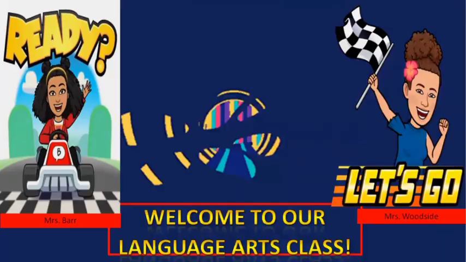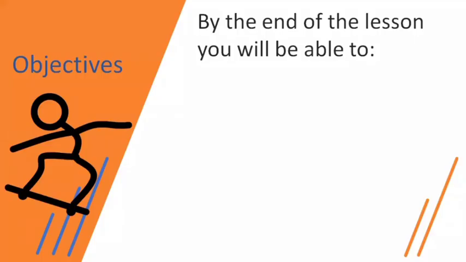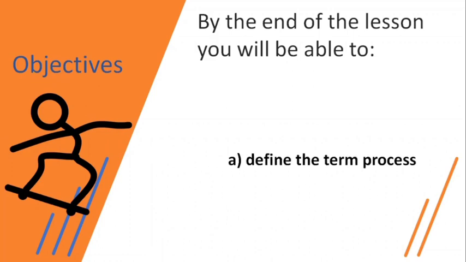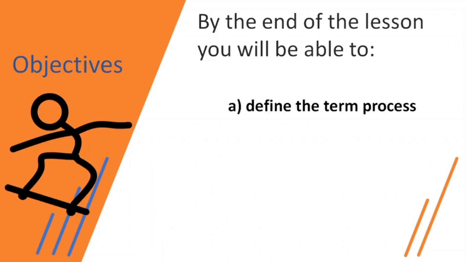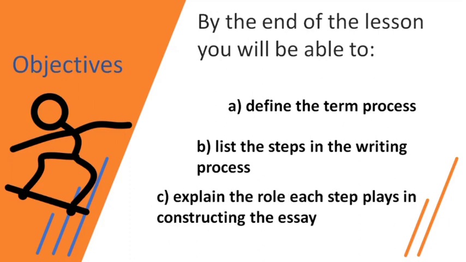Now, before we even look at writing our essays, we have to look at the writing process. Objectives are: you will be able to define the term process, list the steps in the writing process, and explain the role each step plays in constructing your well-written essay.